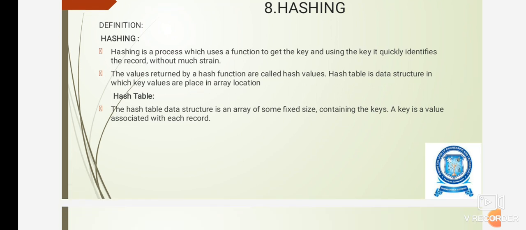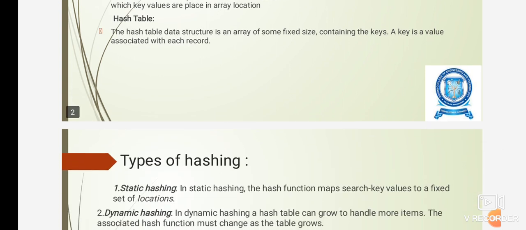First, the definition of hashing. Hashing is a process which uses a function to get the key, and using the key it quickly identifies the record without much strain. The values returned by a hash function are called hash values, and the hash table is a data structure in which key values are placed in an array location. The hash table is a data structure, an array of some fixed size containing the keys. A key value is a value associated with each record.